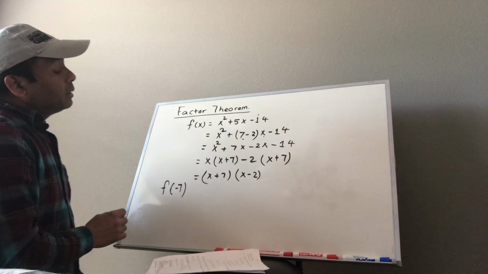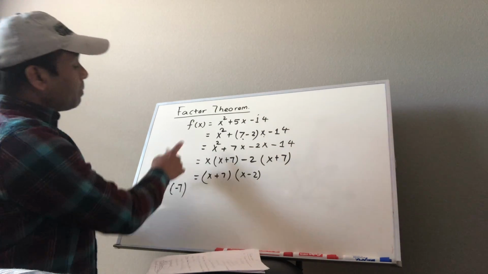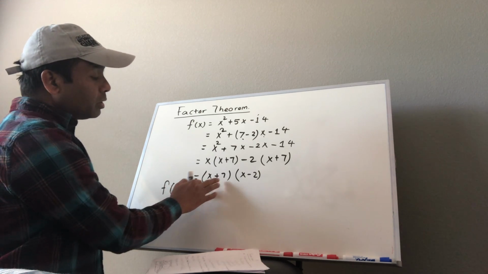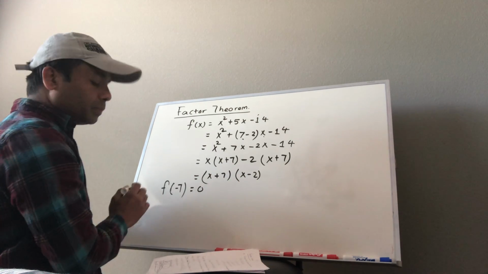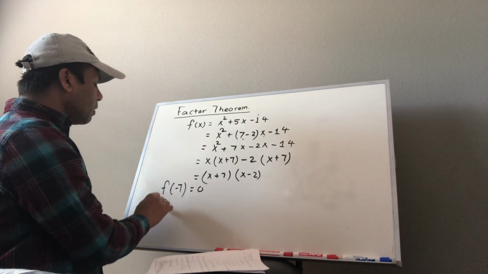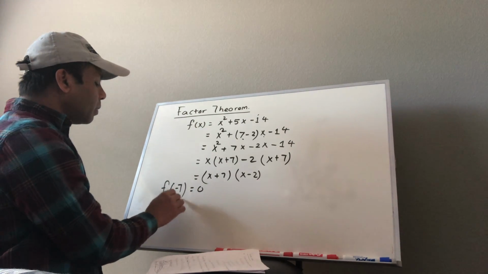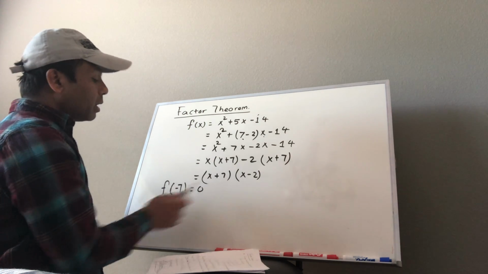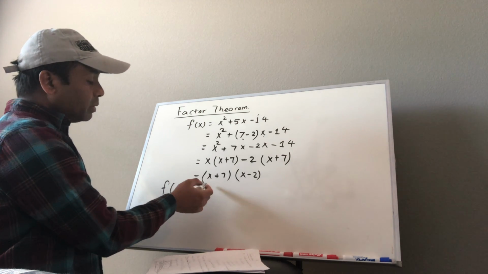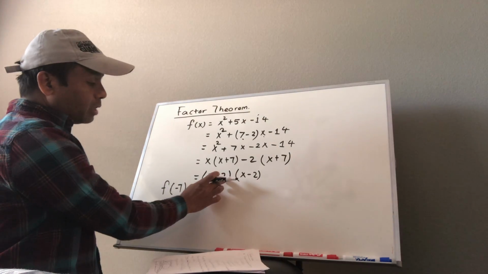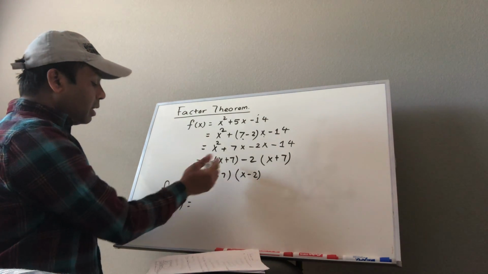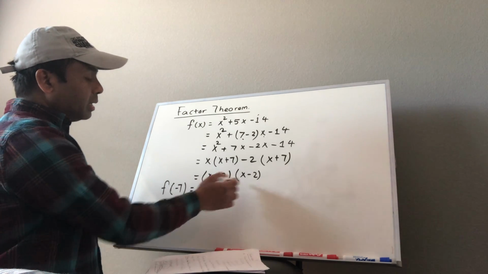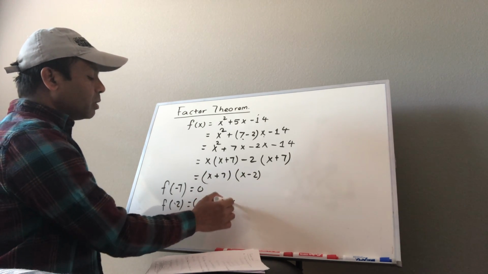So guys, let's see, if we plug in, let's say, negative 7, then what will happen? It will be negative 7 plus 7, which is 0, and 0 times x minus 2 gives you 0. And similarly, if I plug in positive 2, then 2 plus 7 is 9, and 2 minus 2 is 0, so 9 times 0 is 0.